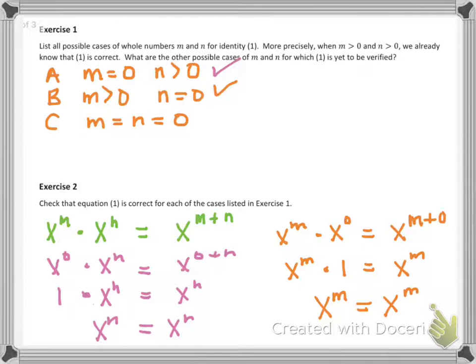The last one we have to check is if both m and n are both 0.